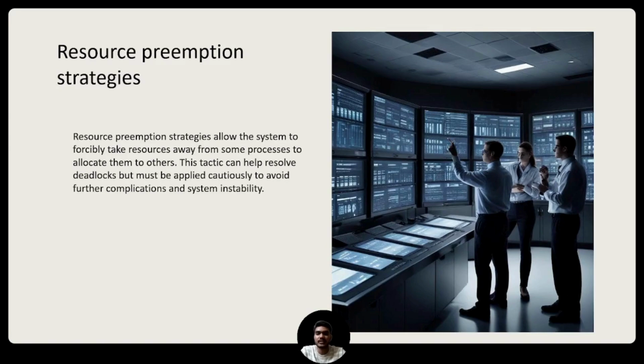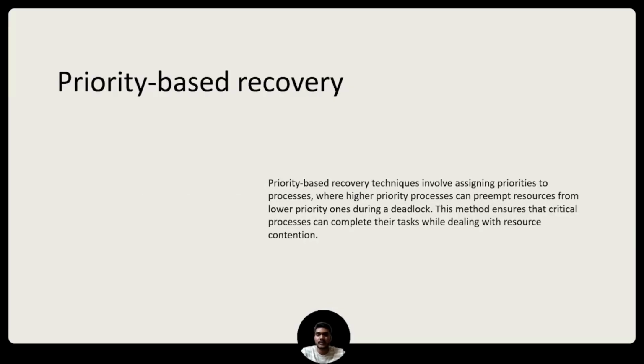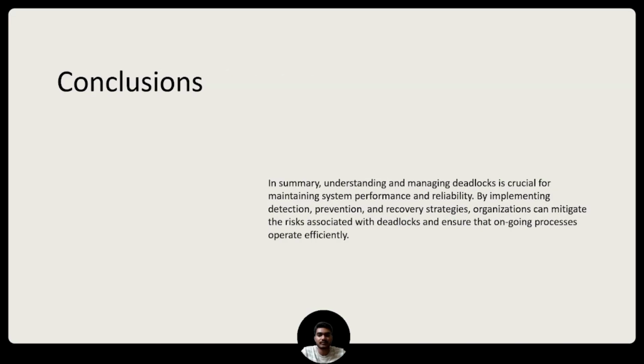Resource preemption strategies. Resource preemption strategies allow the system to forcefully take resources away from a process to allocate them to others. Priority-based requests involve assigning priorities to processes, where higher priority processes can preempt resources from lower priority ones during a deadlock. This ensures that critical processes can complete their tasks while dealing with resource contention.